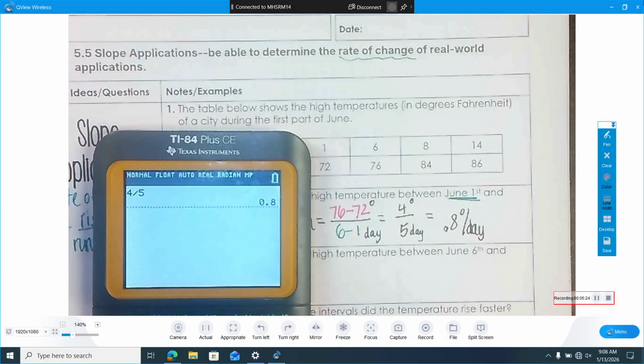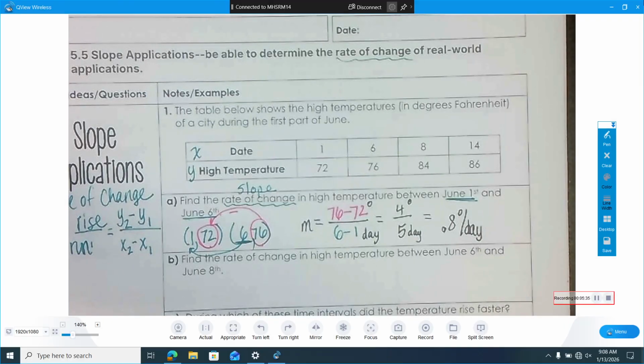I don't think you're really going to have to do that on Delta Math today, but these are the units Delta Math has written in already, like degrees per day. So I'll talk more about that here.